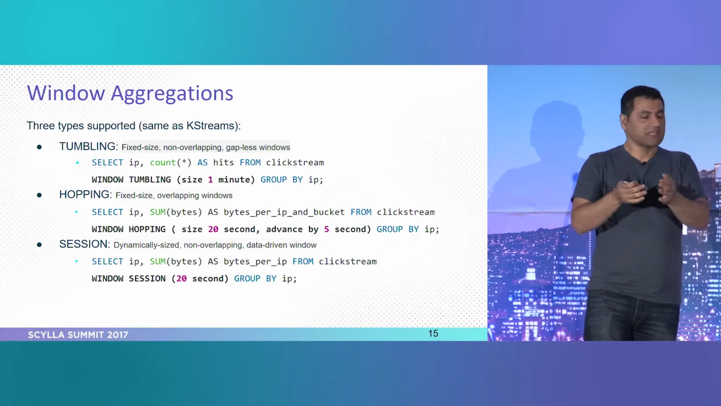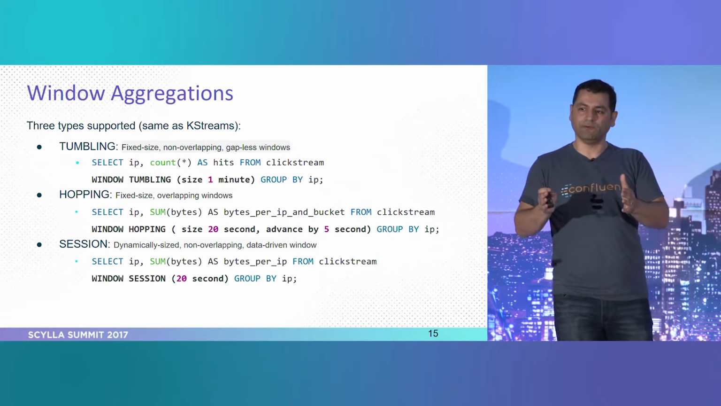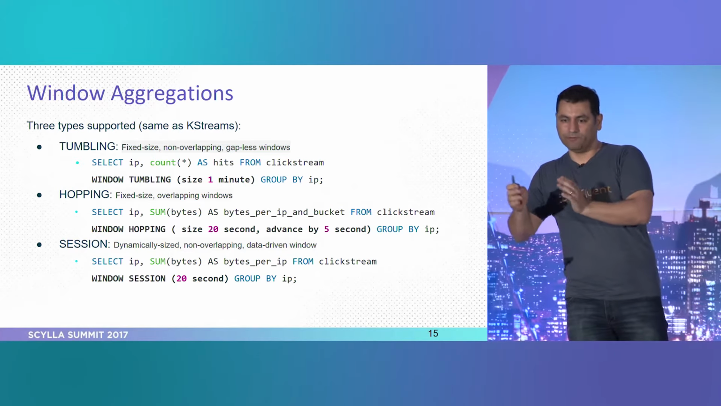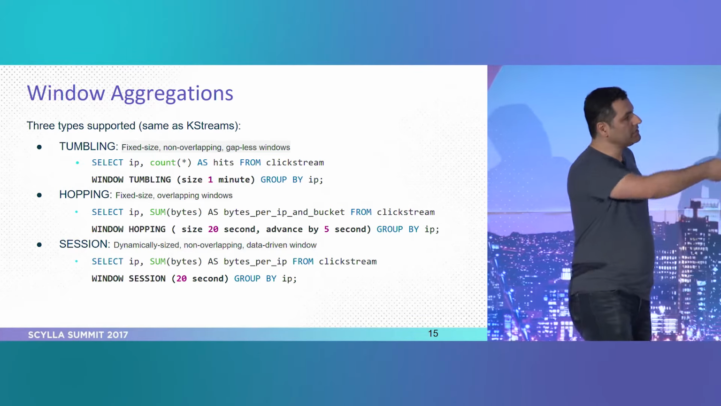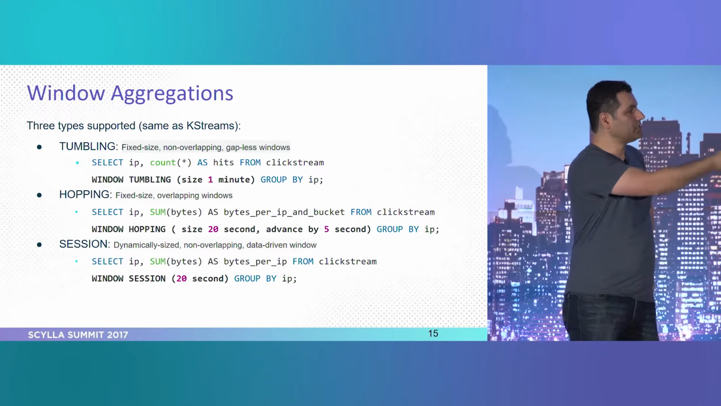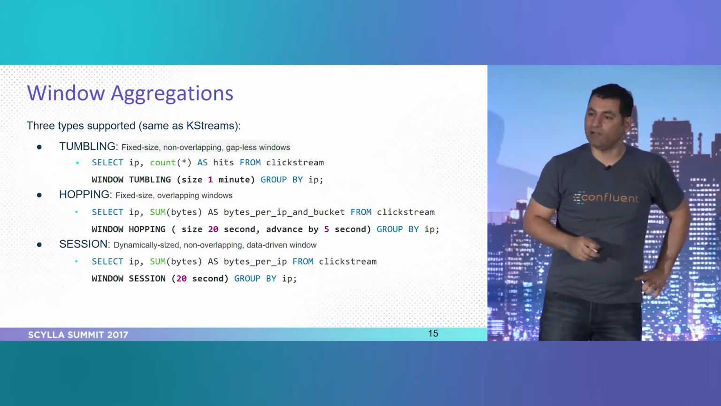In a hopping window, it's kind of something similar to sliding window for you, meaning that you're going to have a window and you're going to specify advance of that window. As you see in this case, you can easily describe these in your query language. Window hopping, size is 20, advanced by 5 seconds.